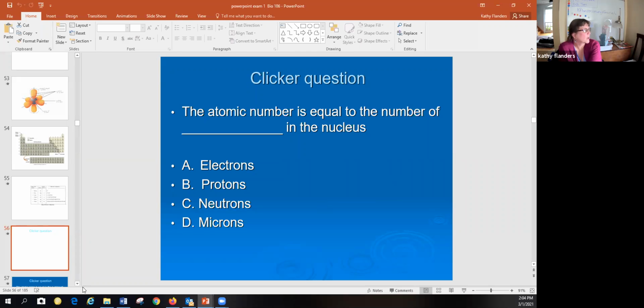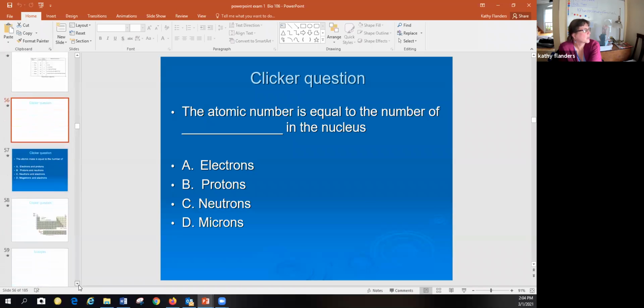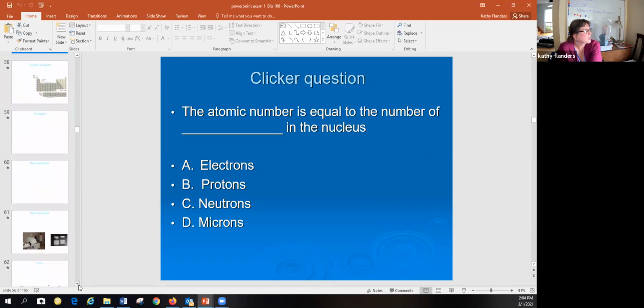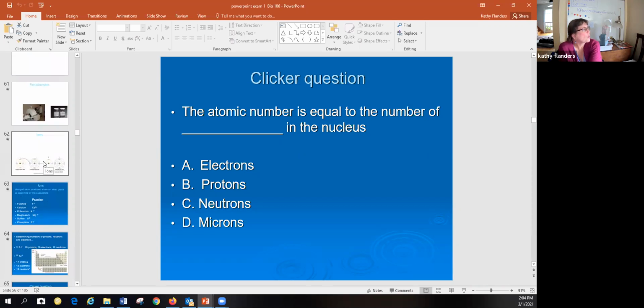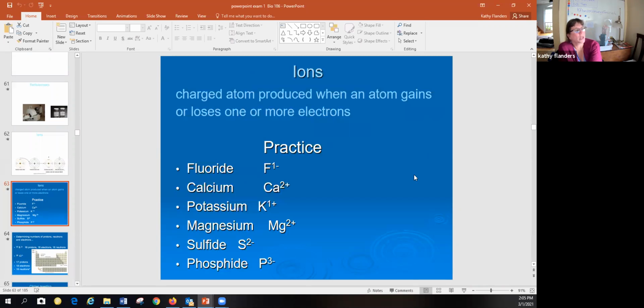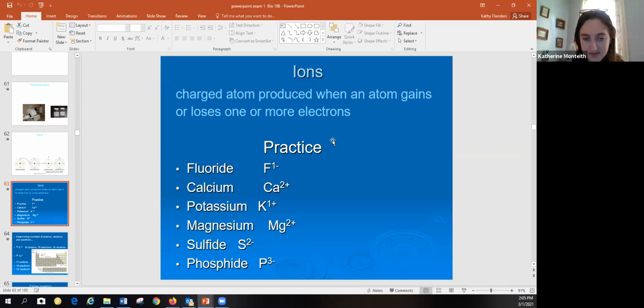Oh, we already did that one, right? Yes. Let's see what else we've got here. So we talked about bonds. Oh, and there was the ions practice. So we know that this one has 1 extra electron. This one has lost 2 electrons. This has lost 1 electron, lost 2 electrons, gained 2 electrons, right? We good with those? Yes.